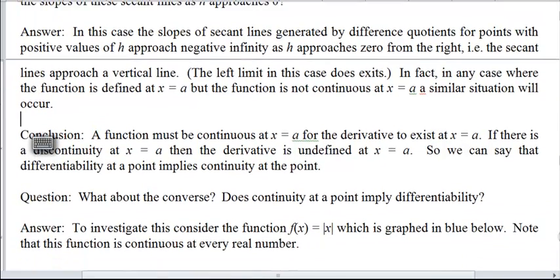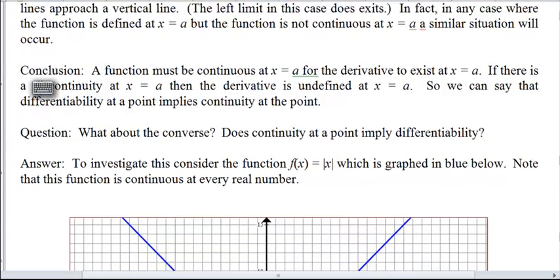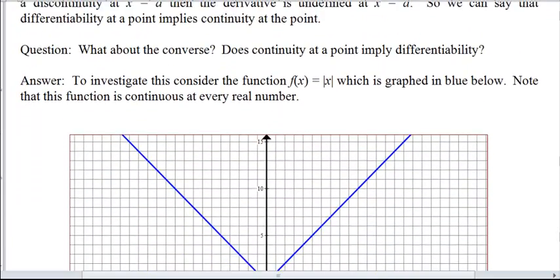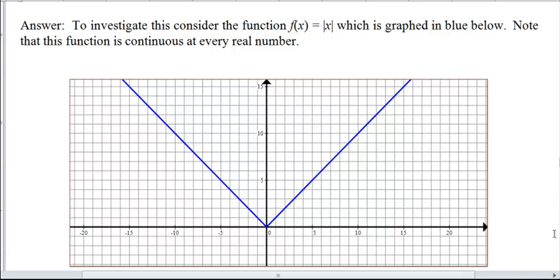The easiest example I know to consider is this function right here. Y equals absolute value of x. So f of x equals absolute value of x. Now remember, absolute value of x is x when x is positive, and the opposite of x when x is negative. That means if you take 2 points on this side, it's part of a line with slope 1, and 2 points on this side, it's on a line with slope -1.